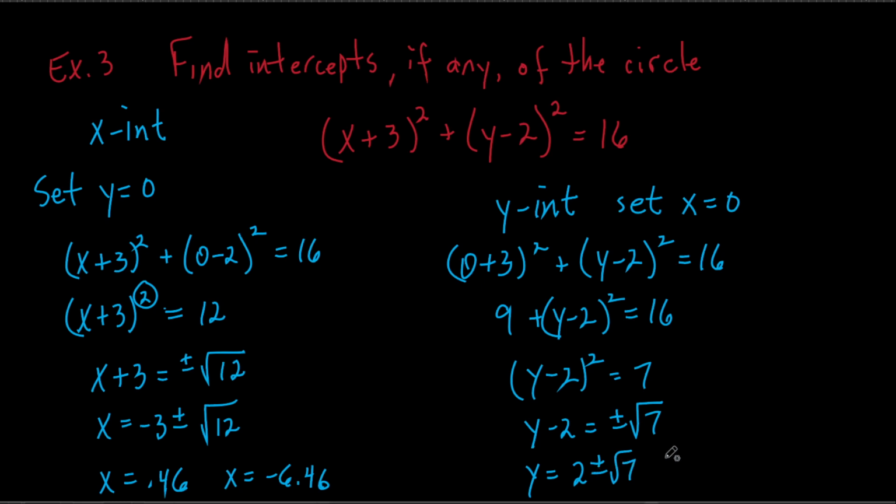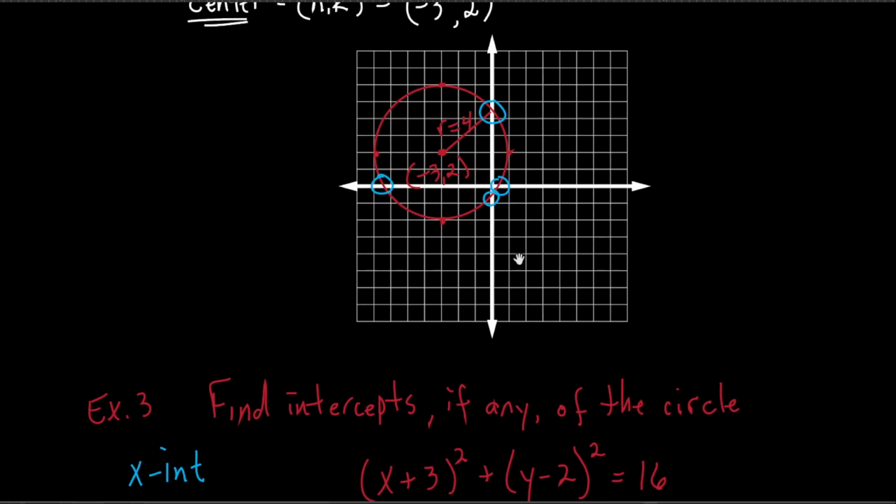You could keep it like that, but there's no way you know where that is on the graph, right? If I was to graph that, there's no way off the top of your head you would know what that was. So you stick it in a calculator, and the plus would give you 4.65, and then the minus would give you -0.65. All right? So if you go and check in your graph again, 4.65, let's blow this up a little bit.